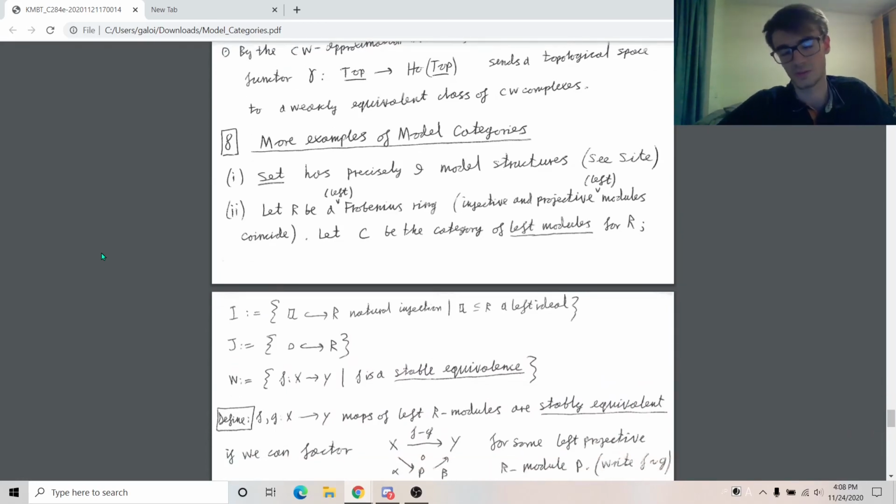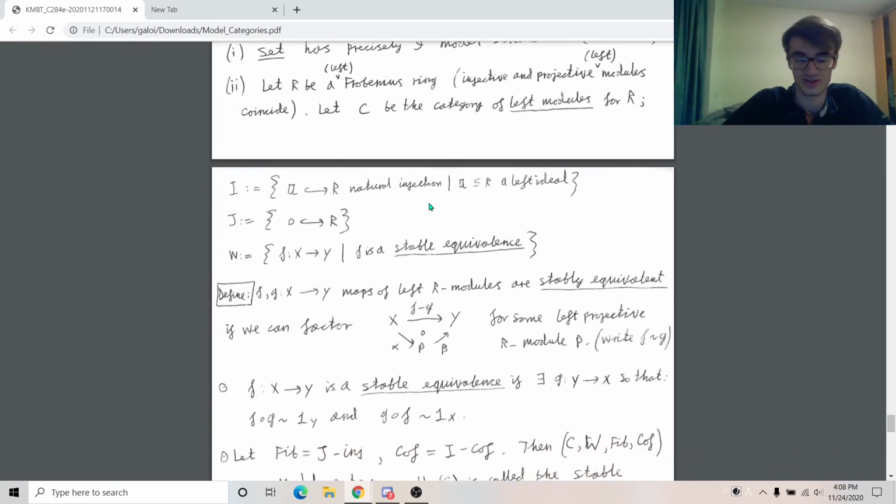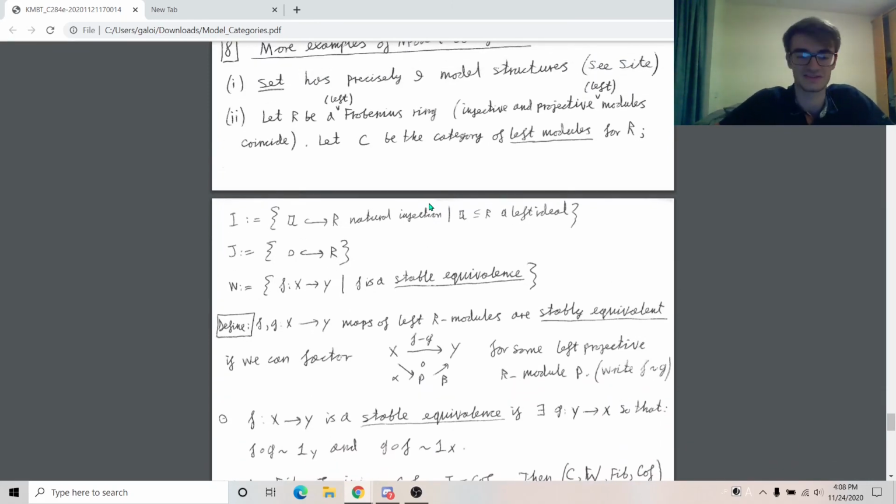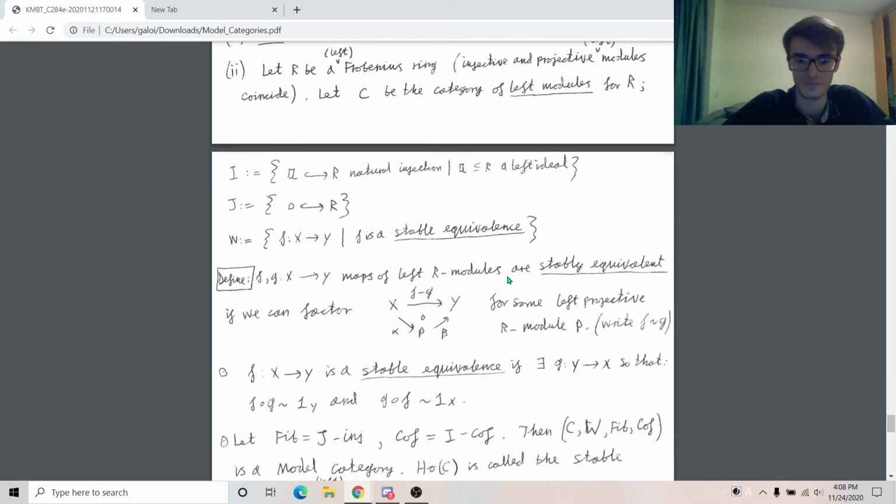A second example is a nice example. I'll be quite quick with it. So if R is any left Frobenius ring, this means injective and projective left modules are the same. Let C be the category of left modules, then you can give C a model structure. Again, it's cofibrantly generated, so you start with sets I and J. I is just a set of left ideal inclusions into R, J is the zero ideal inclusion, and W is the set of stable equivalences.